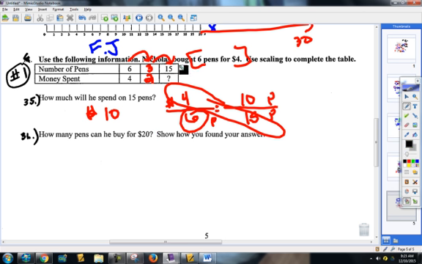2 ways you could have done it. You know, this is $10 now. You could have extended this out. How many of you extended your chart out a little bit? It's fine. You would learn that he could buy 30 pens.